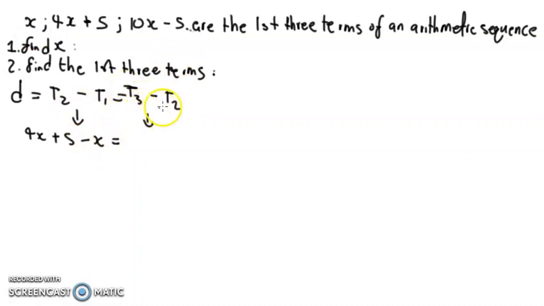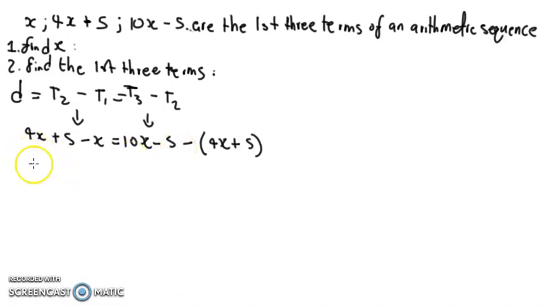And then t3 minus t2 is this term here, term 3, minus this term here, term 2. So this is 10x minus 5 minus t2, which is 4x plus 5. It's very important to make sure that you don't forget your brackets, because if you put negative 4x and then plus 5, that would be wrong without brackets. You have to make sure that you distribute your negative sign whenever you do calculations.